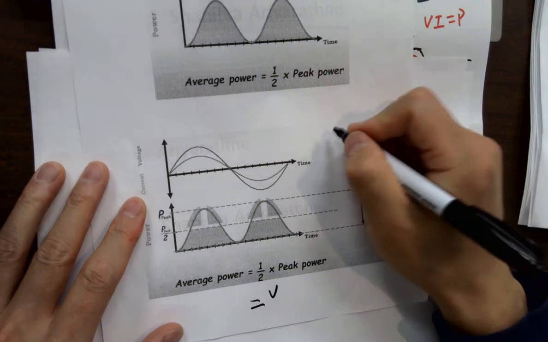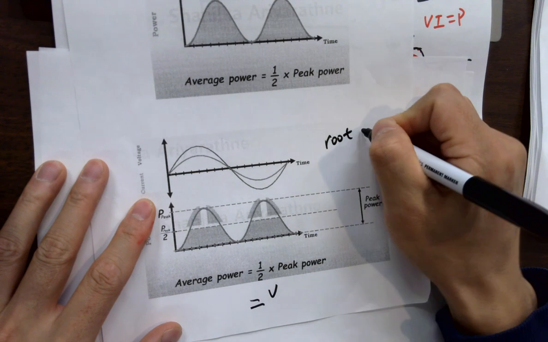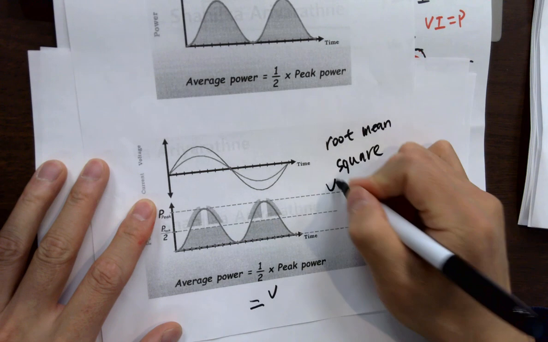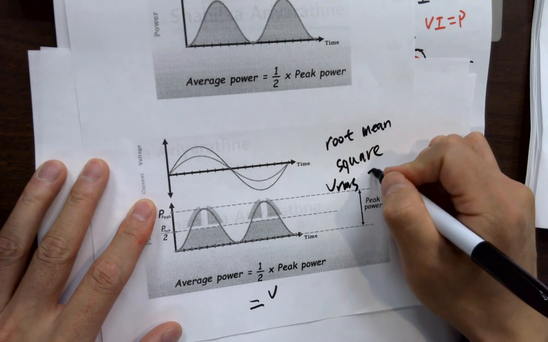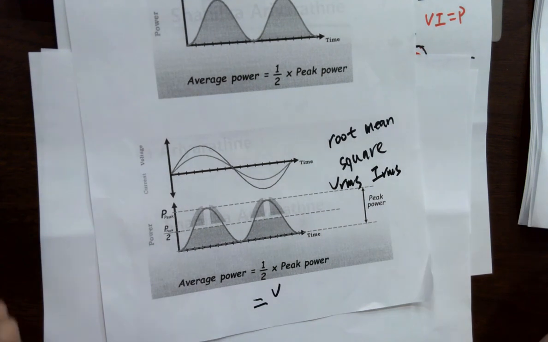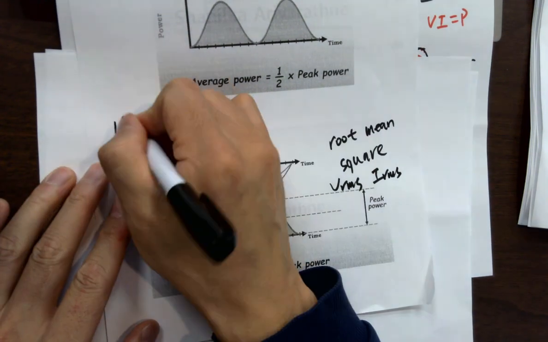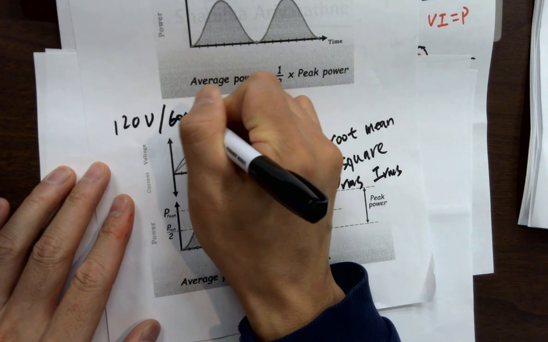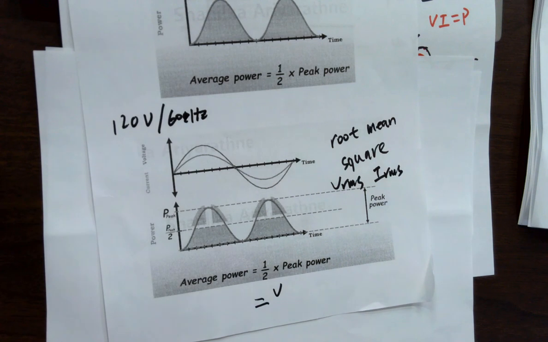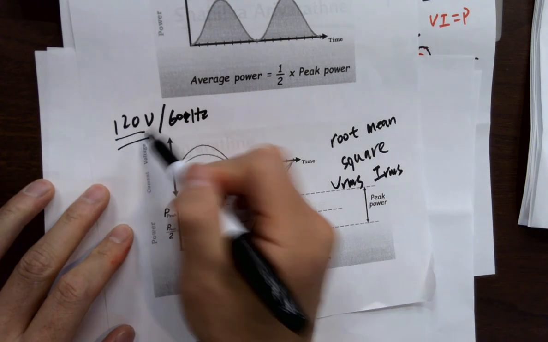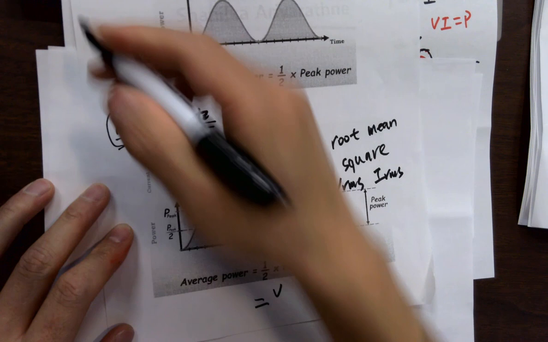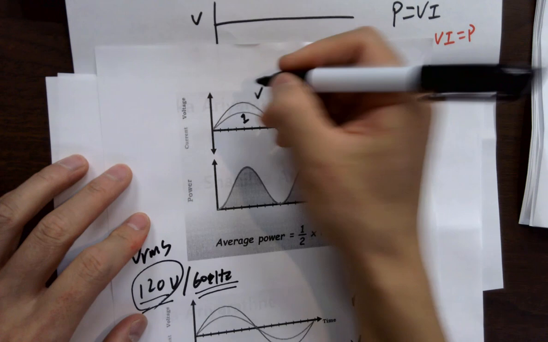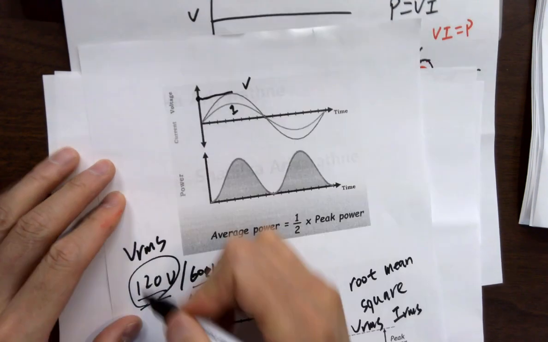It's called root mean square, or VRMS, or IRMS. Our AC system is 120 volts at 60 hertz at the outlet, right? So if you probe it, we're getting 120 volts and 60 hertz. But this is a VRMS value. It's not the peak value. It's a sine wave, right? So this peak is not 120 volts.